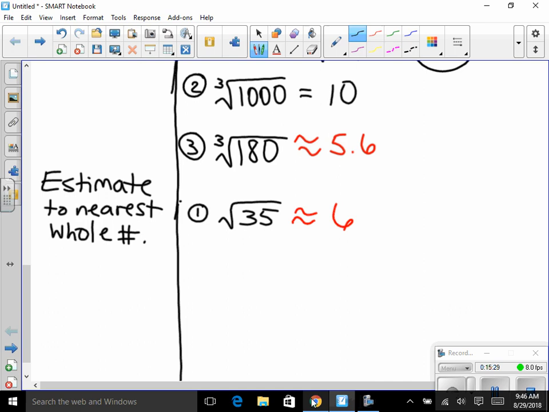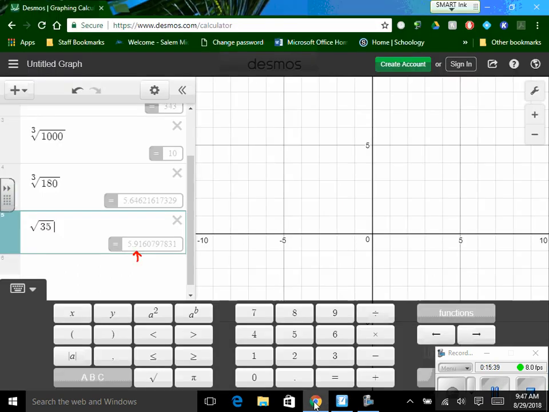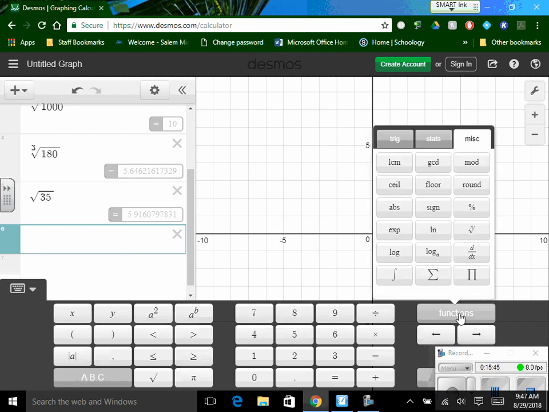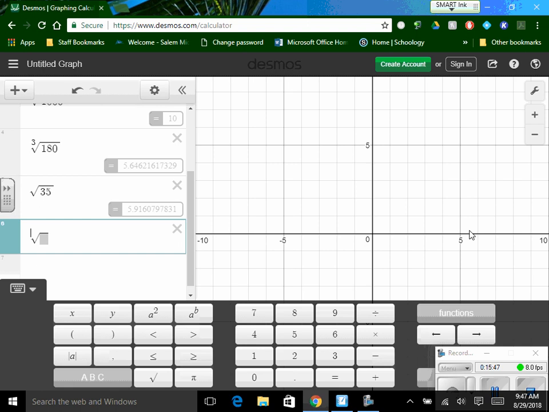Okay, for the next one, I want you to practice estimating to the nearest whole number with a cube root. So we're going to do the cube root of 90. Again, we're going to go back to the calculator. You've got to hit the next spot down. Okay, let me get rid of my little arrow here. You're going to go to functions, under miscellaneous, fourth one down. You're going to type in the 3 for the cube root part. And then we want to do the cube root of 90. So we've got to type in 90 now.